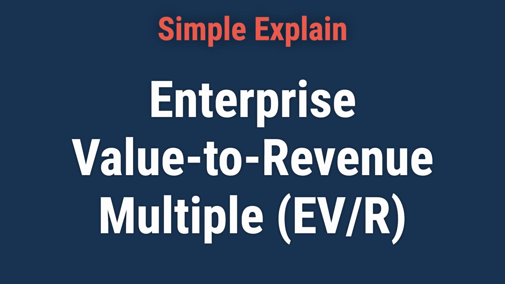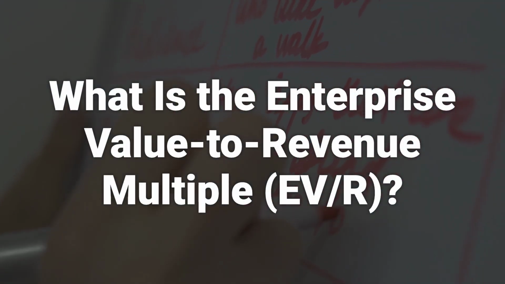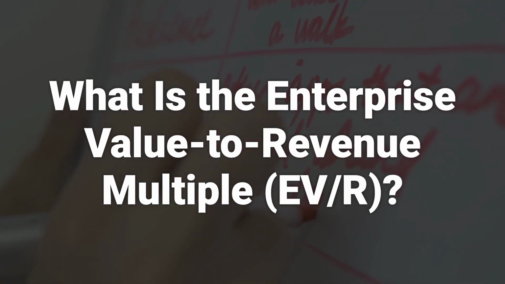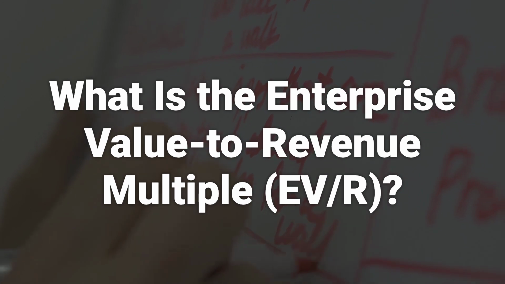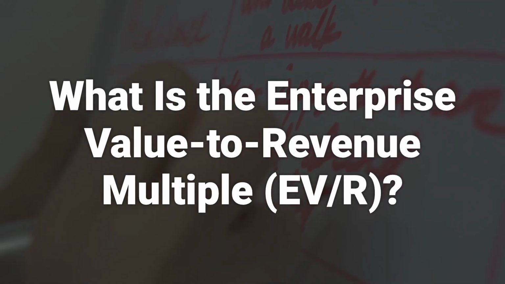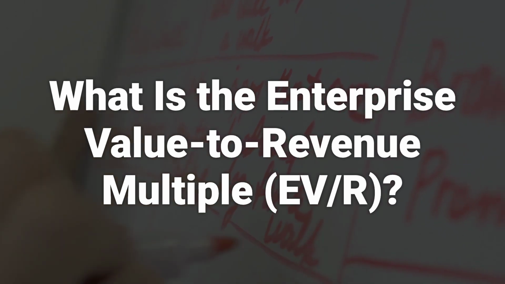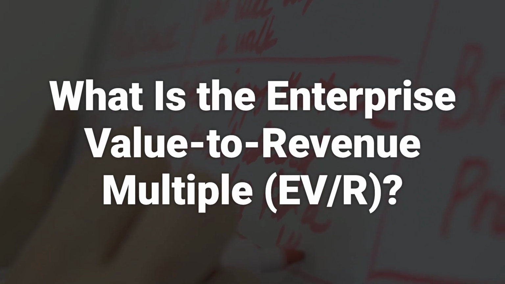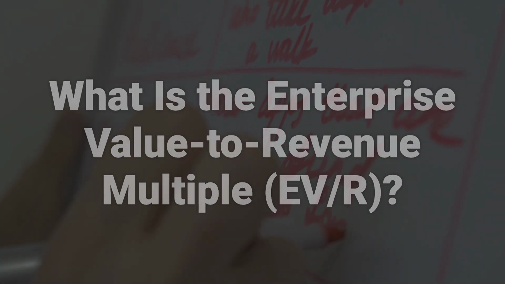Today, we will talk about the enterprise value to revenue multiple, EV/R. The enterprise value to revenue multiple is a measure of the value of a stock that compares a company's enterprise value to its revenue. EV/R is one of several fundamental indicators that investors use to determine whether a stock is priced fairly. The EV/R multiple is also often used to determine a company's valuation in the case of a potential acquisition. It's also called the enterprise value to sales multiple.